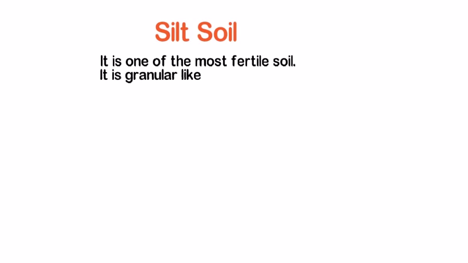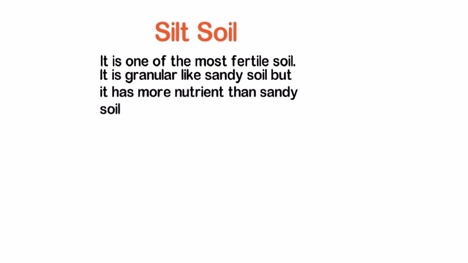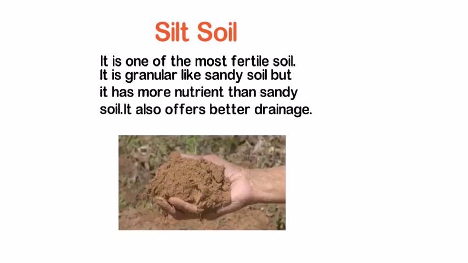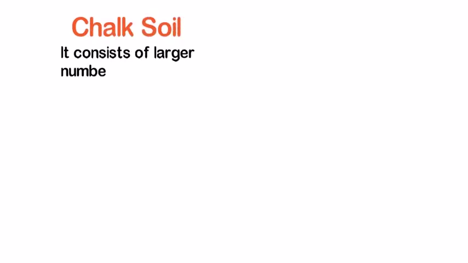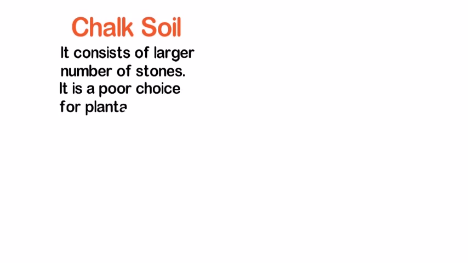Silt soil. It is one of the most fertile soils. It is granular like sandy soil, but it has more nutrients than sandy soil. It also offers better drainage. Chalk soil. It consists of a larger number of stones. It is a poor choice for plantation.